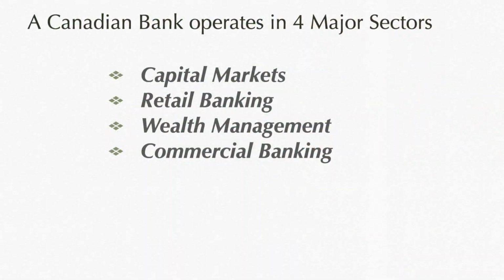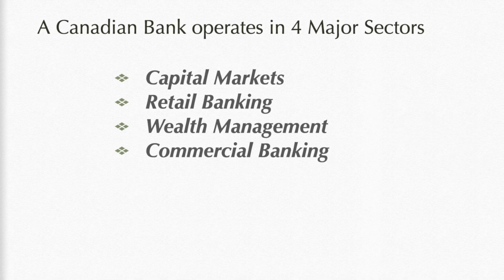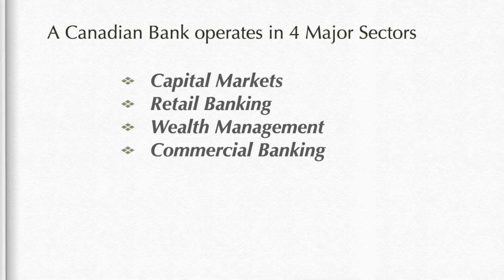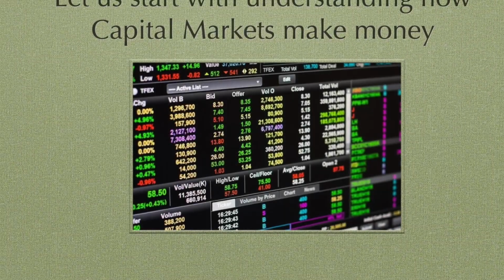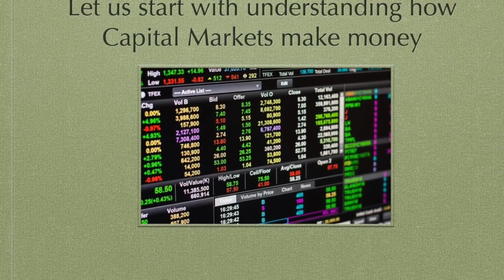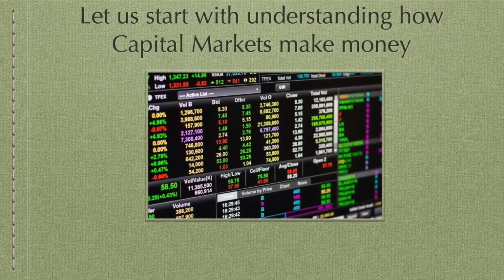A Canadian bank operates in four major sectors: capital markets, retail banking, wealth management, and commercial banking. In this first series of videos, I want to talk about how the capital market division operates and makes money.